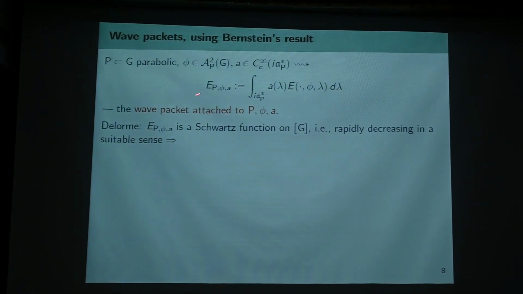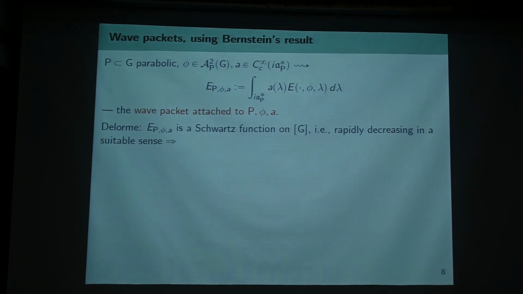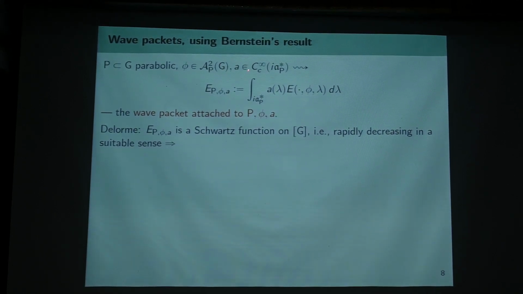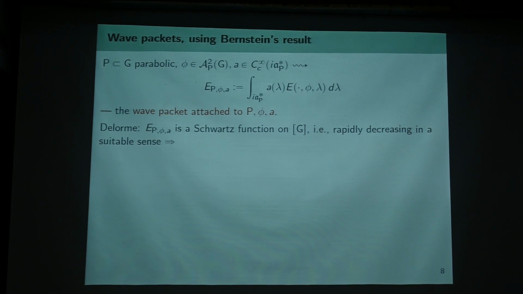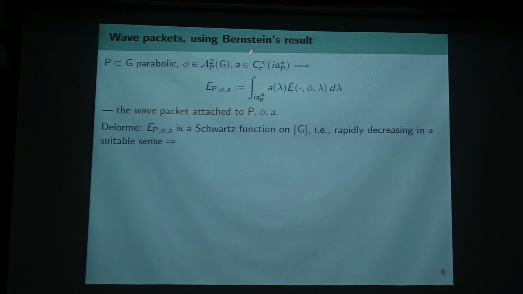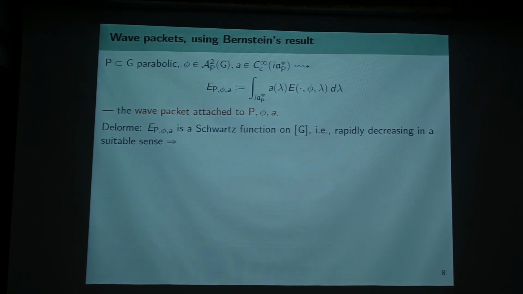So this is what is called the wave packet attached to a parabolic P, a phi in AP2 of G, and a C_c infinity function. So this is thought of as a function of G. E_P phi of A of G is equal to the integral of A of lambda E of G phi lambda d lambda. So it's not an Eisenstein series, but you are modifying it by a C_c infinity function.